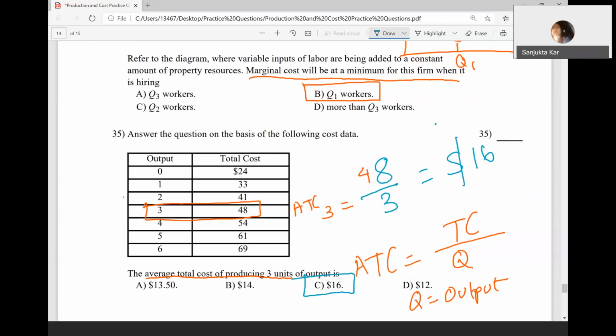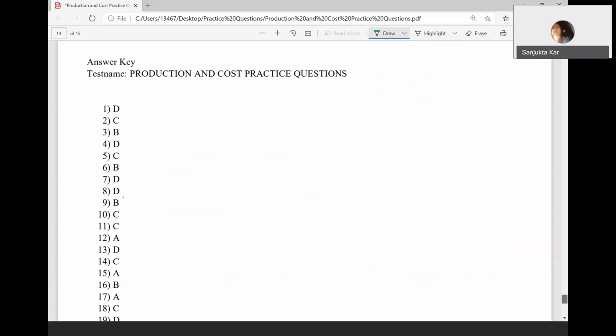Alrighty, just to let you know, this is the explanation of how to do these problems. I also have the solutions to these problems.